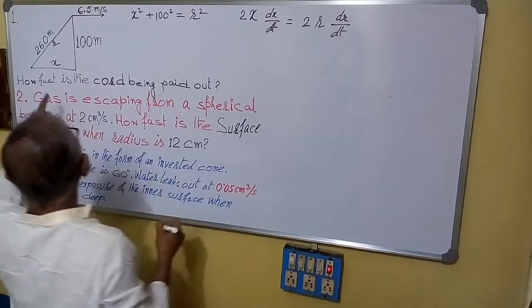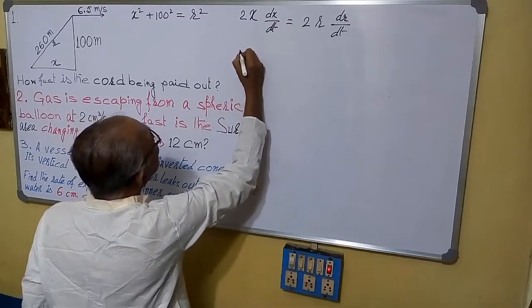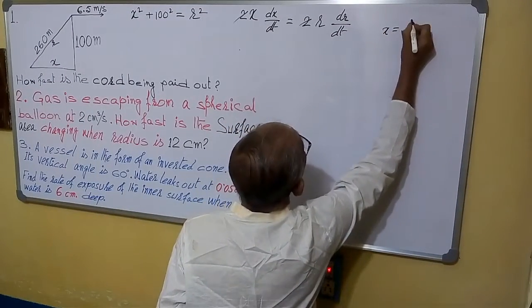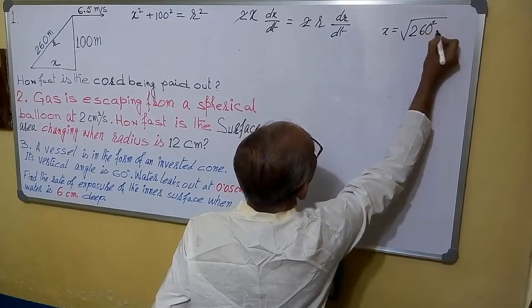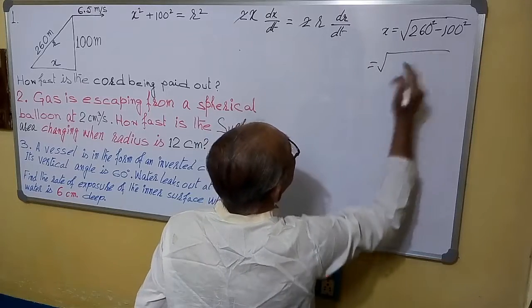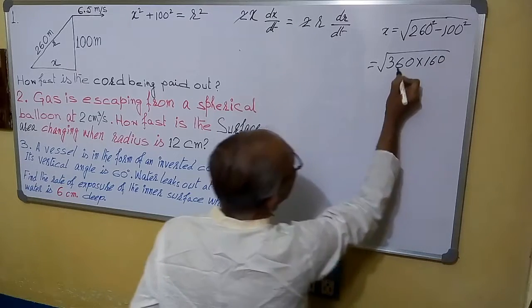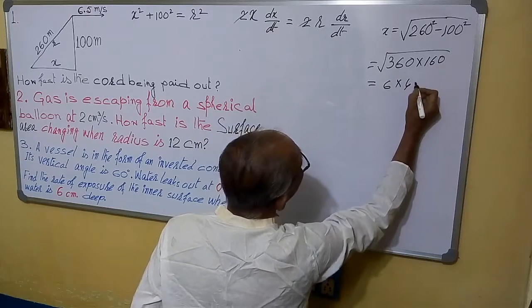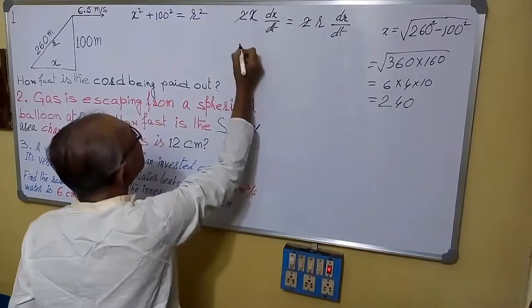Now it is given that dx/dt is 6.5, and the 2 we can cut. x we have to find. x equals root of 260 square minus 100 square. That equals root of 260 plus 100 is 360, and 260 minus 100 is 160. Square root of 36 is 6, square root of 16 is 4, 24, so 10 will come. That is 240. So x is 240.